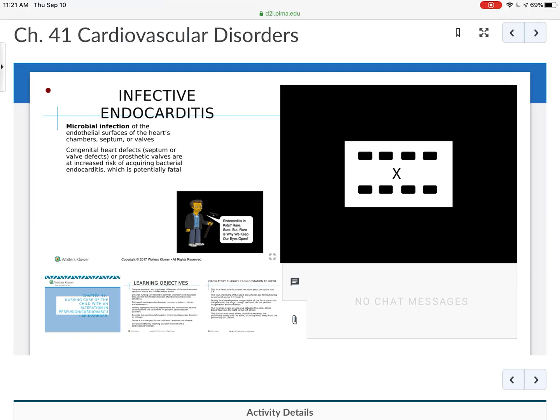We're going to talk a little bit about infective endocarditis. That is an acquired heart disease because, after birth, they obtained this from something.